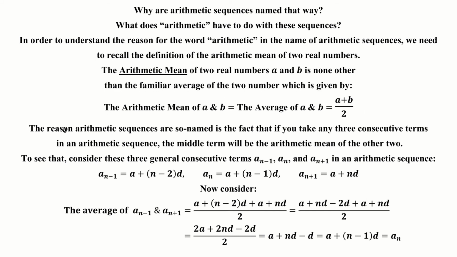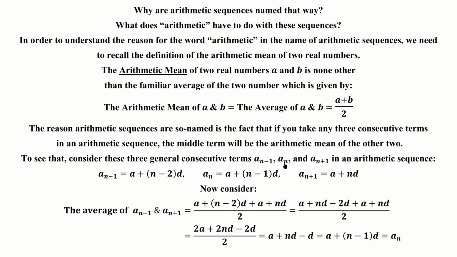So the reason arithmetic sequences are so named is the fact that if you take any 3 consecutive terms in an arithmetic sequence, the middle term will be the arithmetic mean of the other 2. Now, you may go, why? Well, don't take my word for it. Let's prove it, okay? To see that, we're going to consider three general consecutive terms in an arithmetic sequence.